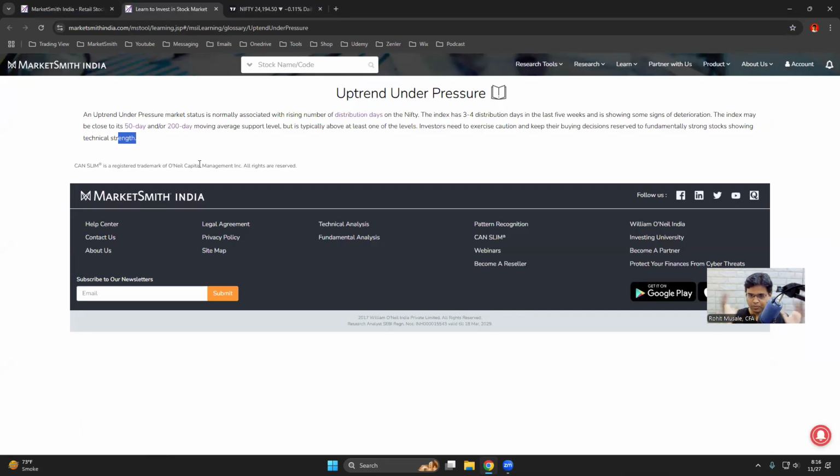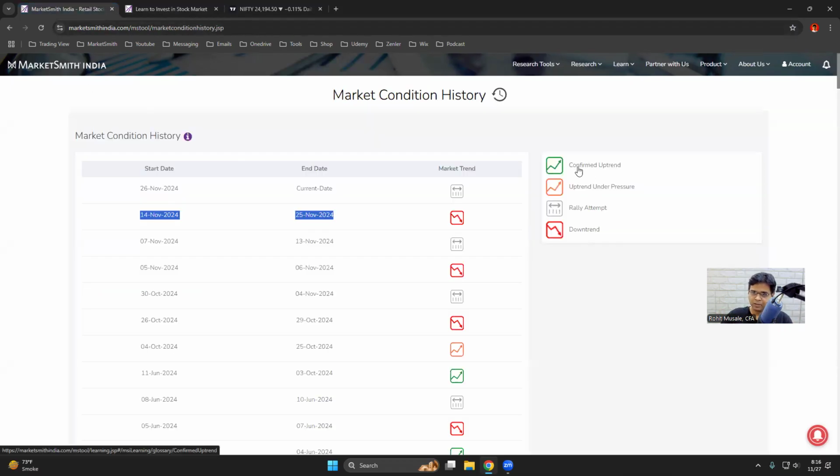Okay, so I hope now you understand. Let me summarize everything for you. When the market is in a confirmed uptrend, basically when it is green, look for fundamentally strong stocks at proper buy points. You are allowed to buy. There is a follow through day in the market, or maybe the previous index high has been taken out. This is a good time to buy. Then uptrend under pressure. Here you look for fundamental and technical strength, and you become more strict with your criteria, more strict with your risk management, more strict with your trade execution and trade management and position sizing. So in these two states, you are allowed to buy.